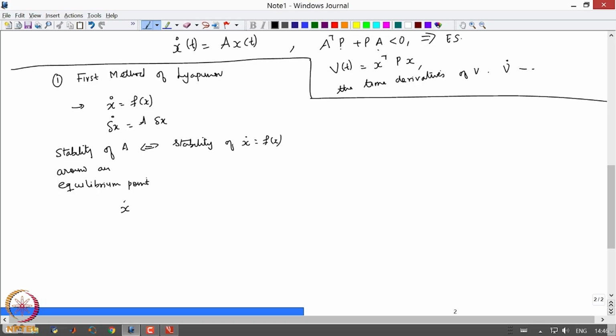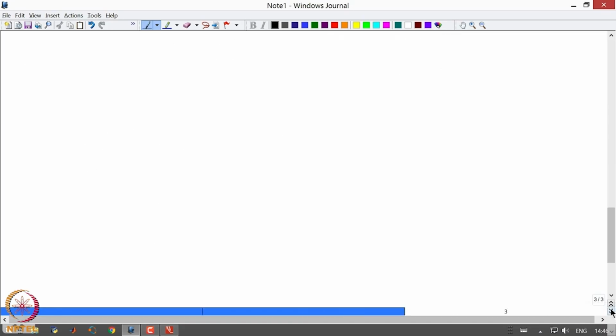A counter example to that was x dot equal to x cube and x dot equal to minus x cube, which both had the same linearization, namely x dot is 0 and x dot is 0, and we could not say anything about the stability of the nonlinear system. Okay, so that we dealt with quite extensively. There is also something called the second method of Lyapunov. We will not analyze this thoroughly in the context of nonlinear systems, but we will try to interpret it within the context of the linearized system.